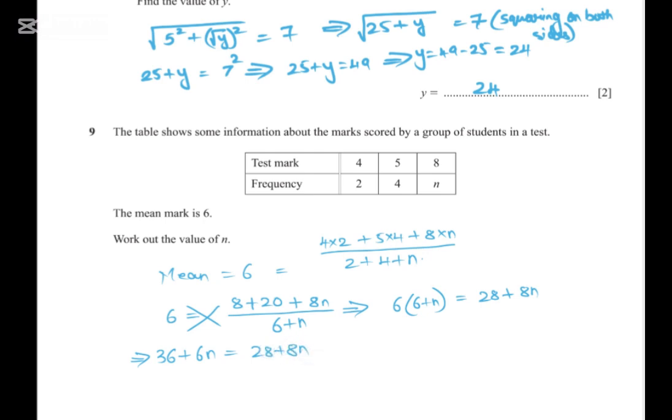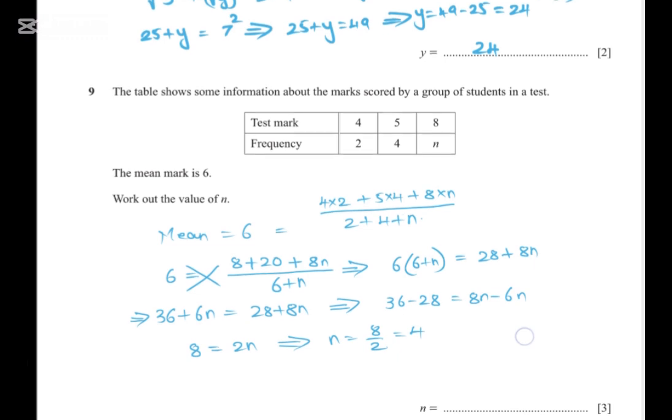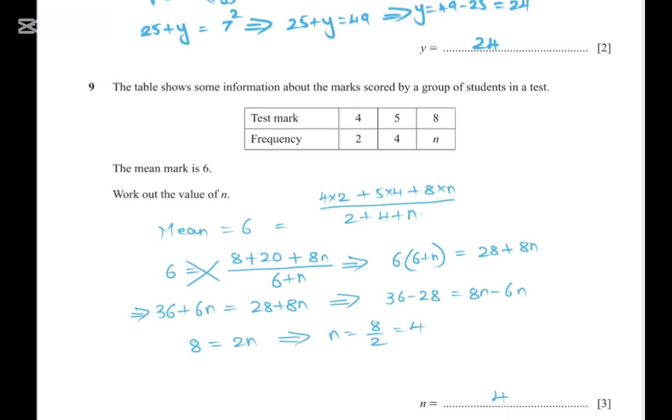Now you have variables on both sides, so bring the variables to one side and constants to the other side. So I will bring 28 to the left hand side, so 36 minus 28, and I'll bring 6n to the right hand side, so 8n minus 6n. So 36 minus 28 is 8, and 8n minus 6n is 2n. So this will give you n value as 8 by 2, which is 4. So n is 4 here. This is done.